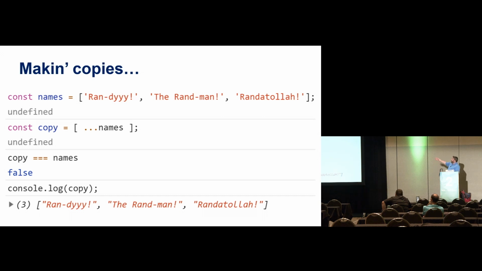But anyways, so here I make a copy of that names array, and we see that first off, they're different arrays. I'm using the strict equality operator there, so they're not the same array, but they have the same values.